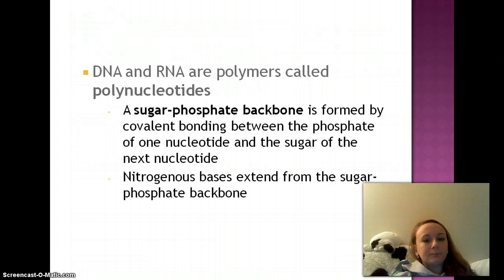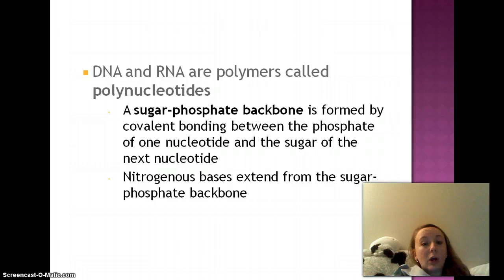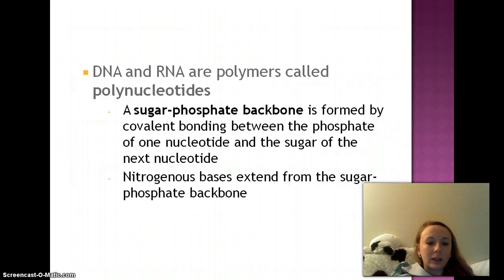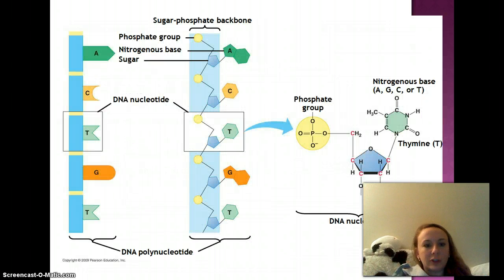So that nucleotide contains a nitrogenous base, a 5-carbon sugar, and a phosphate group, which should be reviewed from earlier on in the year. So DNA and RNA are polymers, that long chain of pearls, and they're called polynucleotides. So they have a sugar phosphate backbone, and it's formed by covalent bonding between a phosphate of one nucleotide and the sugar of the next. And it'll make a lot more sense when we look at a picture. Then the nitrogenous base extends from the sugar phosphate backbone, so they're kind of pushed into the center. So let's take a look at a picture.